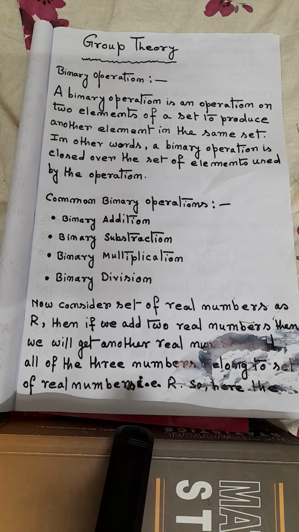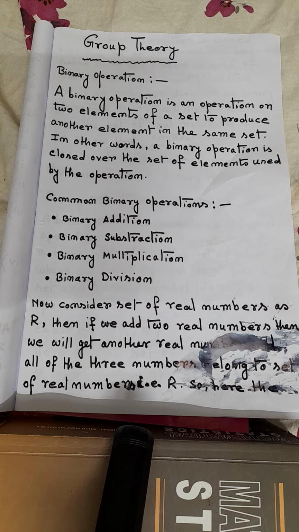So here we can say that the operation division is not closed over the set of real numbers, correct? But addition, subtraction, and multiplication are closed over the set of real numbers. So if we consider the set of real numbers, what will the binary operations be? The binary operations will be addition, subtraction, and multiplication, not division, correct? Not division. That is why we define the binary operation.